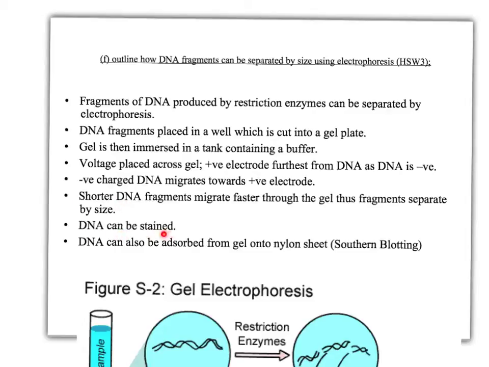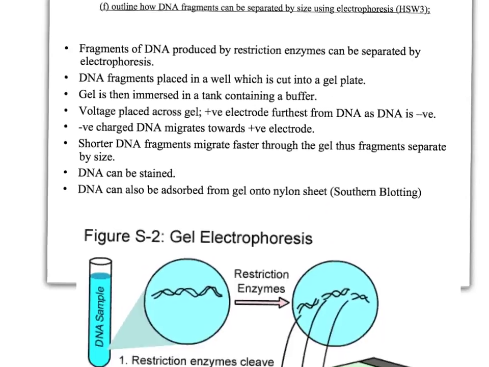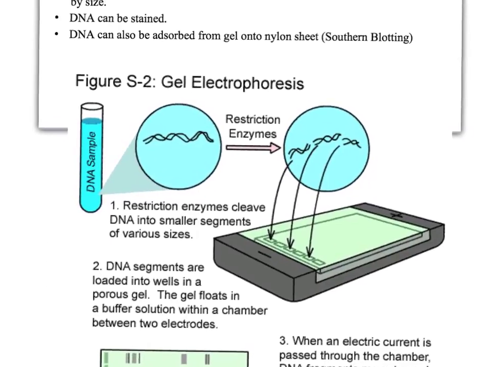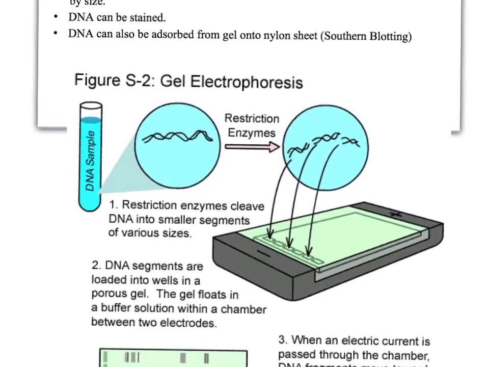Okay, and if we actually stain the bits of DNA, we can see where the DNA are. We can also then adsorb the DNA onto a nylon sheet, which is a process known as Southern blotting, and I'll come back and explain that a little bit later. So, illustrating all of that in a diagrammatic form, hopefully this illustrates what I've just said.